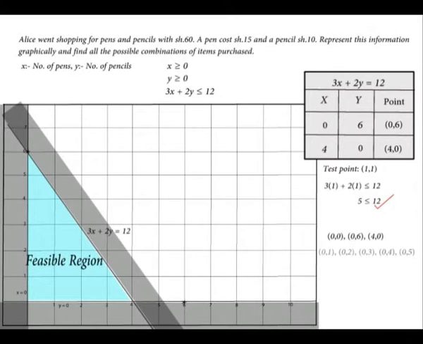We also have (0, 1), (0, 2), (0, 3), (0, 4), (0, 5), (1, 0), (2, 0), (3, 0), (1, 1), (1, 2), (1, 3), (1, 4), (2, 2), (2, 3), and (3, 1). These are all the possible combinations.